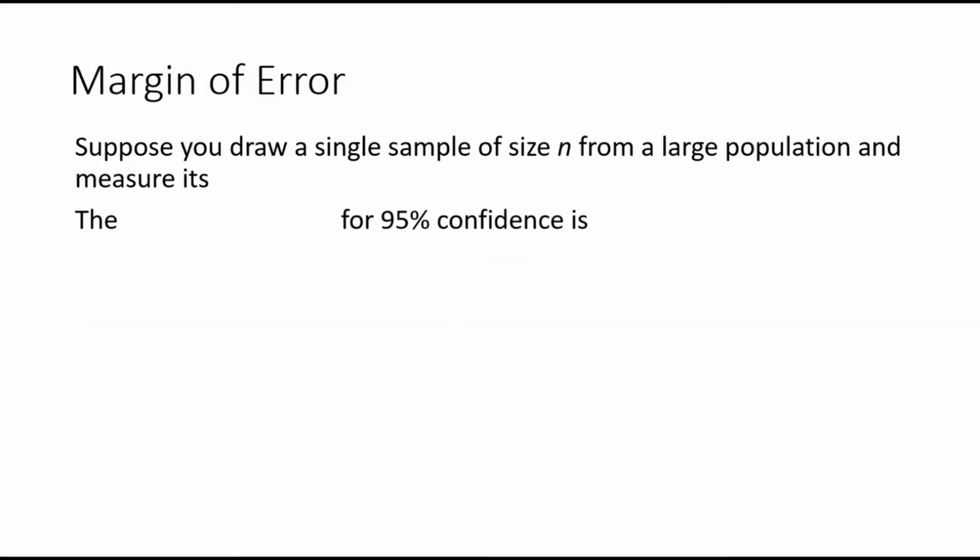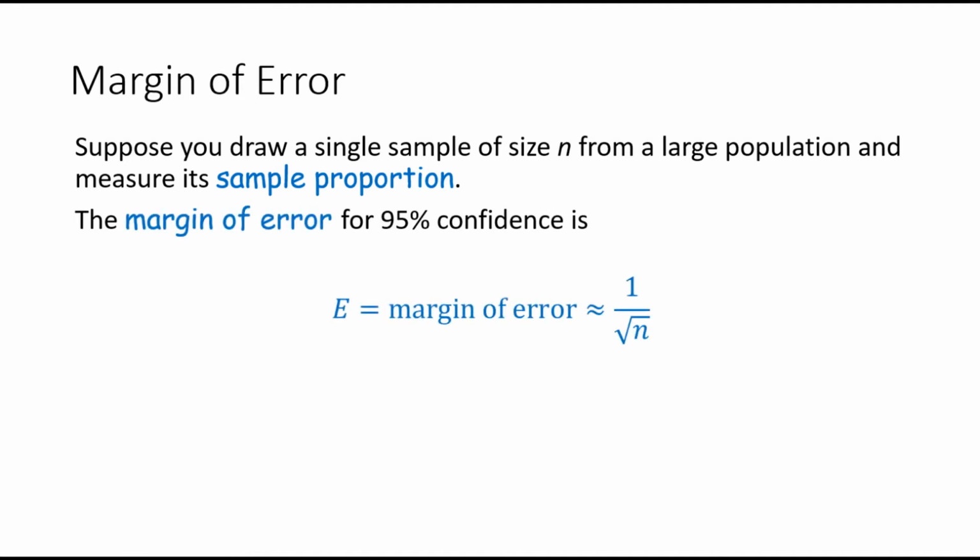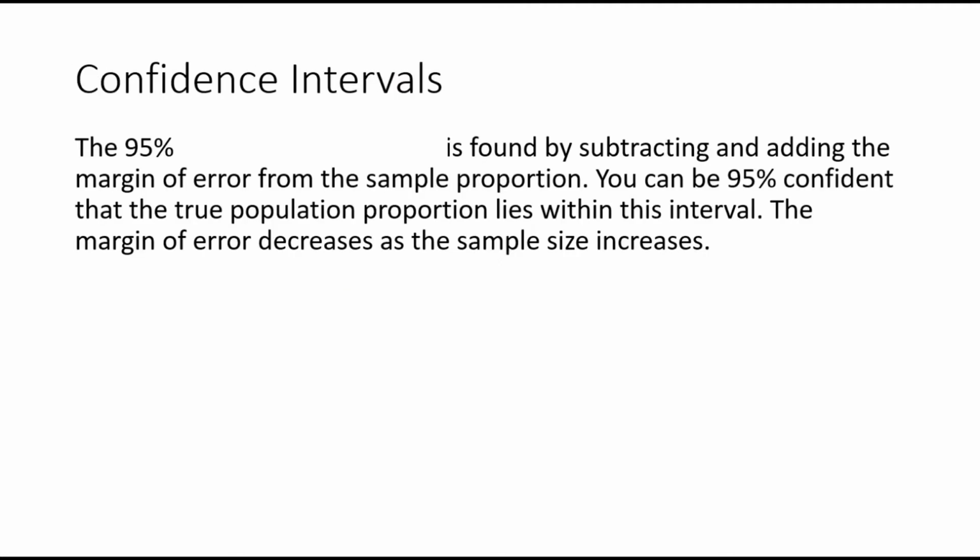Margin of error. Suppose you select a single sample of size n from a large population and measure its sample proportion. The margin of error for 95% confidence is E, the margin of error, which is approximately 1 divided by the square root of the size n.